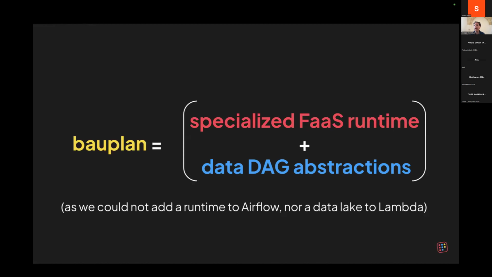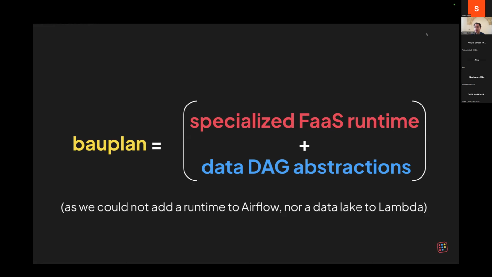If you have to take away one single thing from today, it is this one. Bauplan is a system in which we co-designed the runtime, so the functions-as-a-service runtime, and the abstractions, the way in which you actually express functions and how they chain together. And this weird choice, which will be the main topic of today, is, if I have to sum it up, the result of two impossibilities.